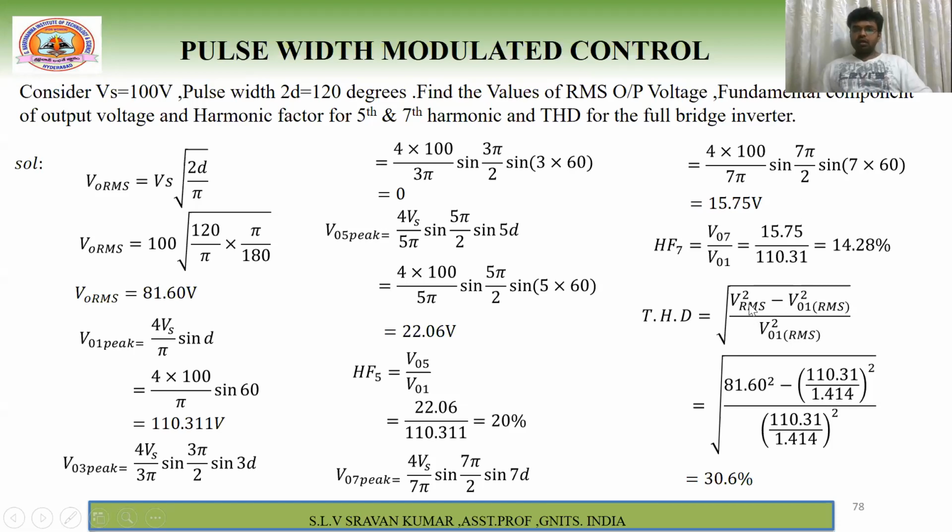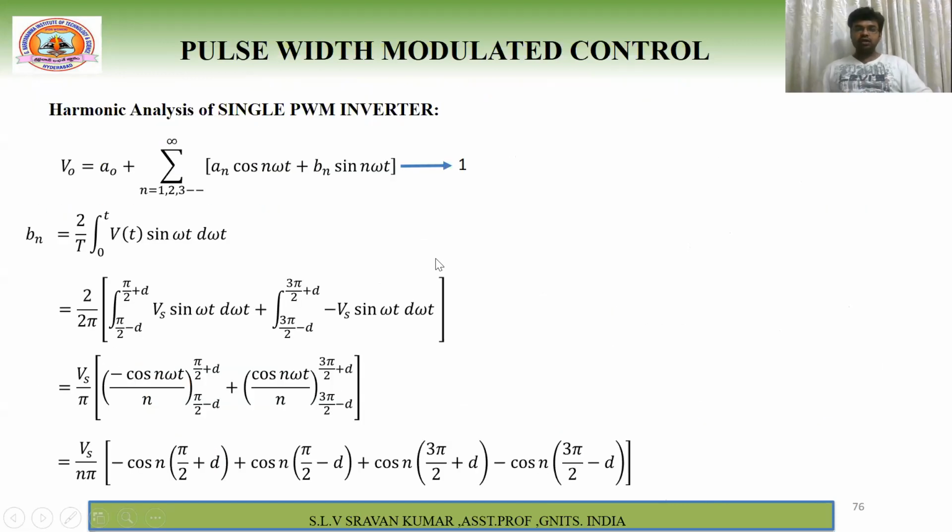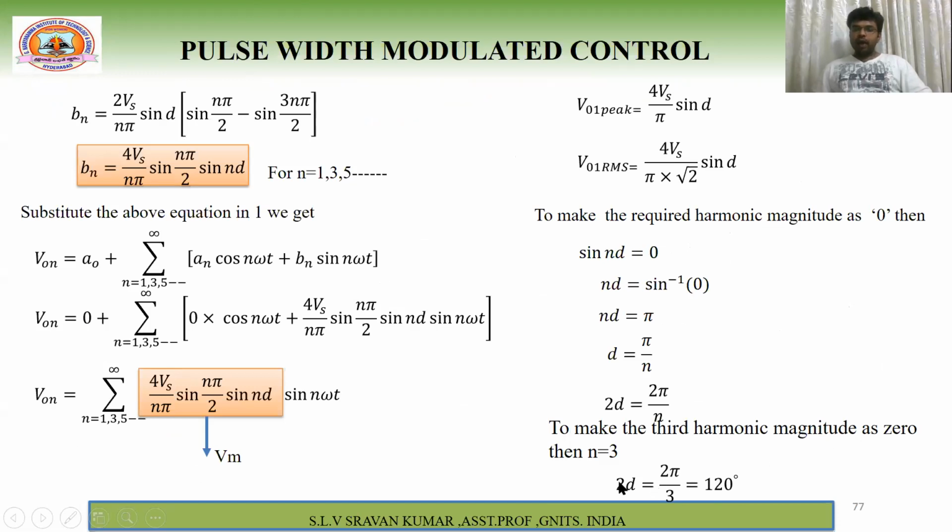So what is Vrms square? 81.60 square. What is V01 square? Because it is RMS, I am dividing by root 2, so 110.311 divided by root 2, whole square. Like this. And finally, what is the percentage? 30.6%.